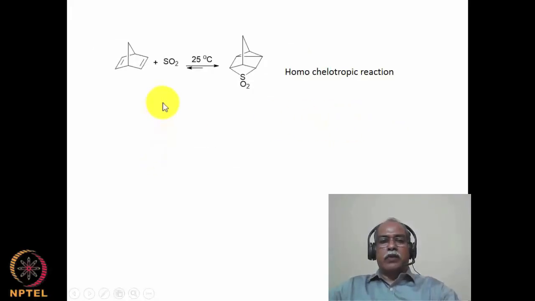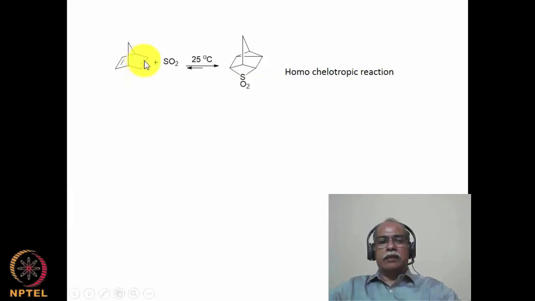Norbornadiene undergoes a very unusual chelotropic kind of trapping. When high pressure of sulfur dioxide is used, the norbornadiene reacts in a homochelotropic reaction. This is considered a homochelotropic reaction. The reaction essentially takes place because of the proximity of these particular bonds, as inwardly oriented p orbitals are present in the system.